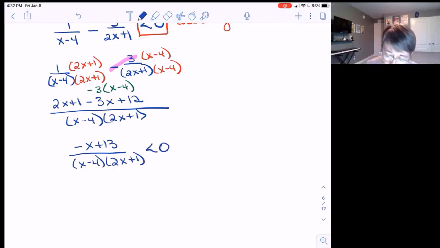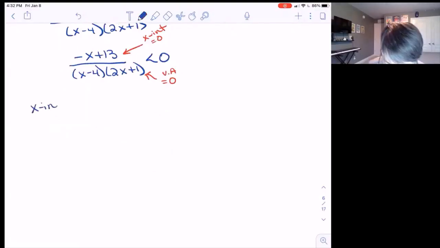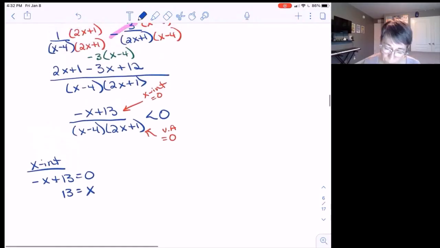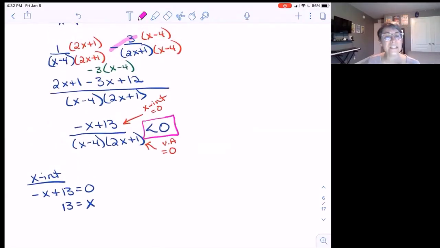And now we are looking for our x-intercepts by setting the top equal to 0 and our vertical asymptotes by setting the bottom equal to 0. So our x-intercept is where the opposite of x plus 13 equals 0. We can add x to the other side, so we get 13 equals x. Now remember, in our original, it's less than 0, not or equal to. In this case, none of those points are going to be included. So we're going to have an open circle or parenthesis.